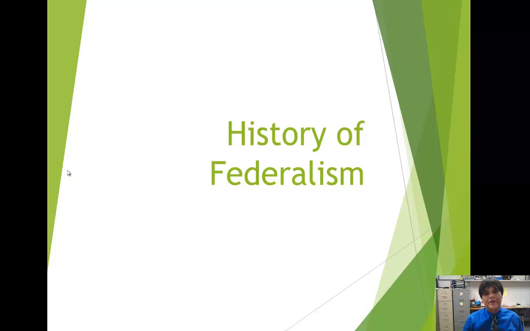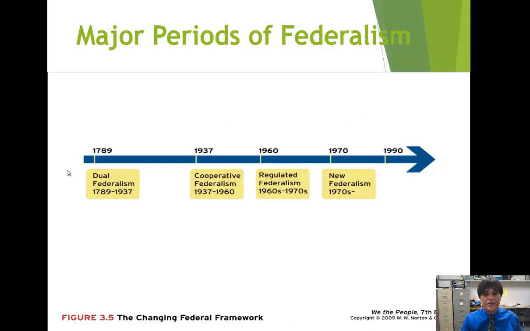And this is just going to basically cover the timeline and where we're at with federalism from our founding up until today. So this is the timeline of federalism, and I care that you know this, particularly dual federalism and cooperative federalism. We're going to talk about each of these more in detail. But this is basically the timeline.